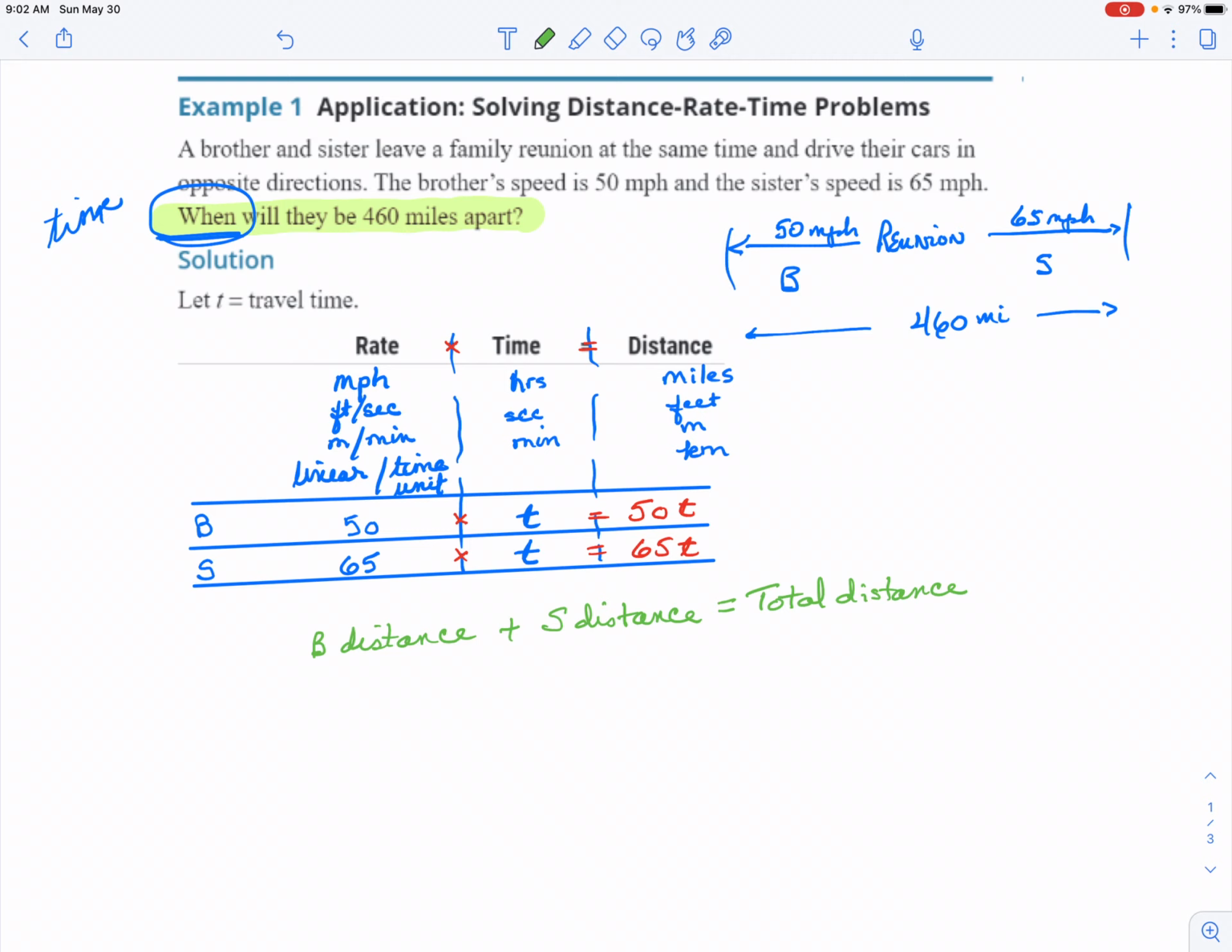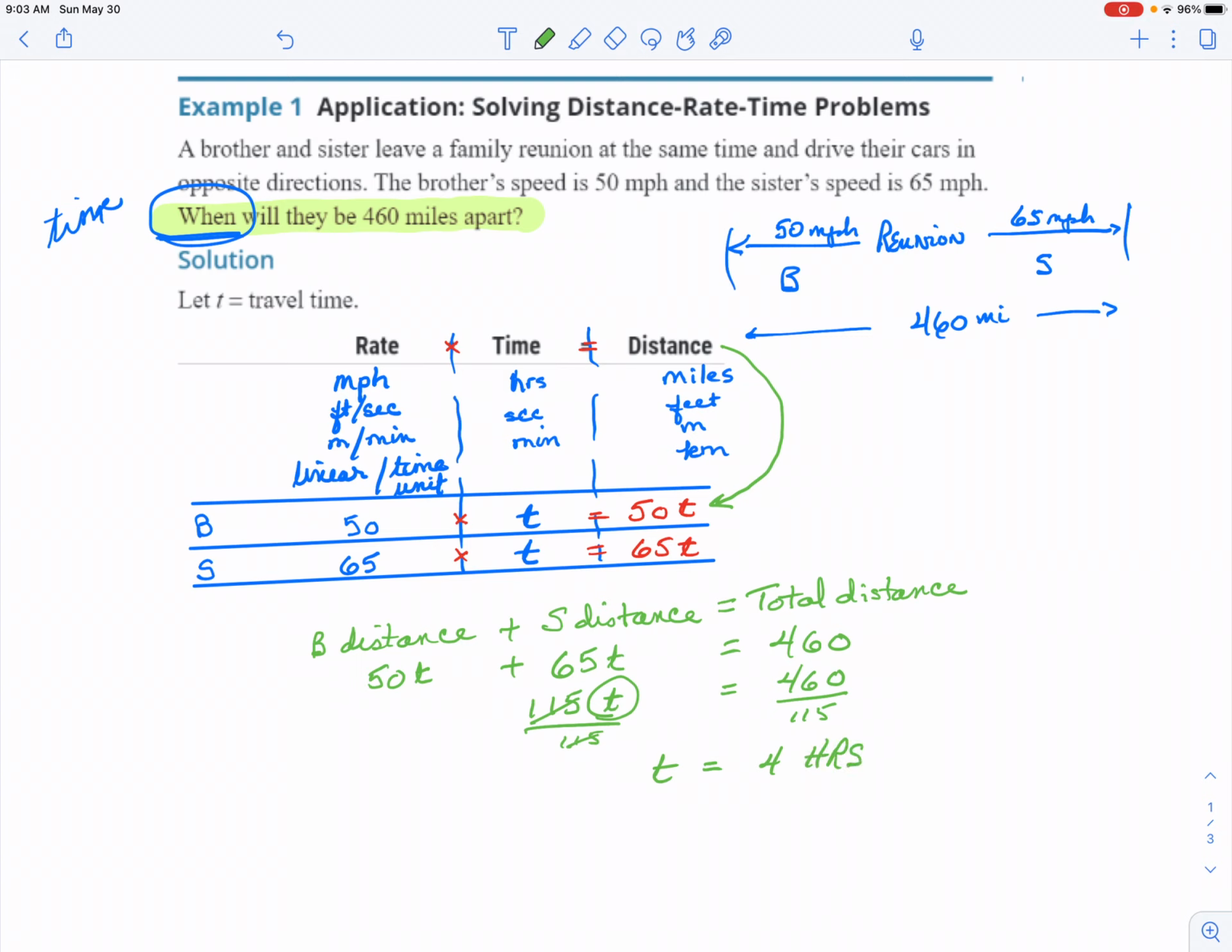So the brother's distance is 50t. You can see that up here. Here's distance, and here's the brother's distance. The sister's distance is 65t, and the total distance is 460 miles. Okay, so now it's just a matter of adding 50t to 65t, dividing by 115 on both sides. Notice that cancels out and the variable t remains, and this comes out to 4 hours.